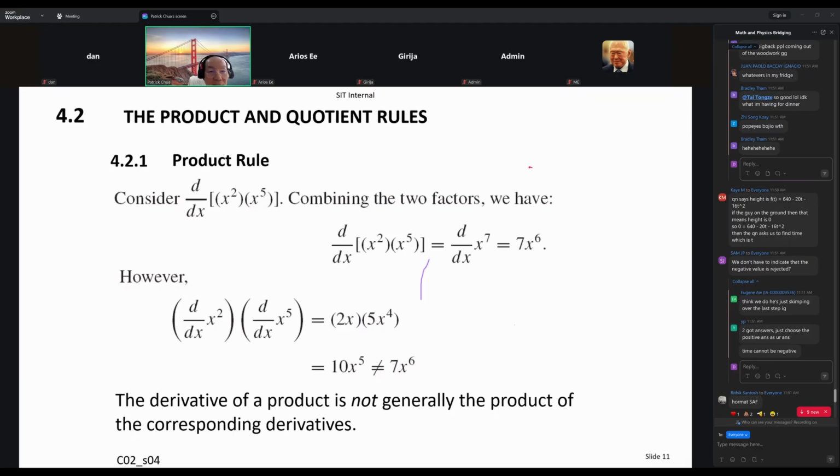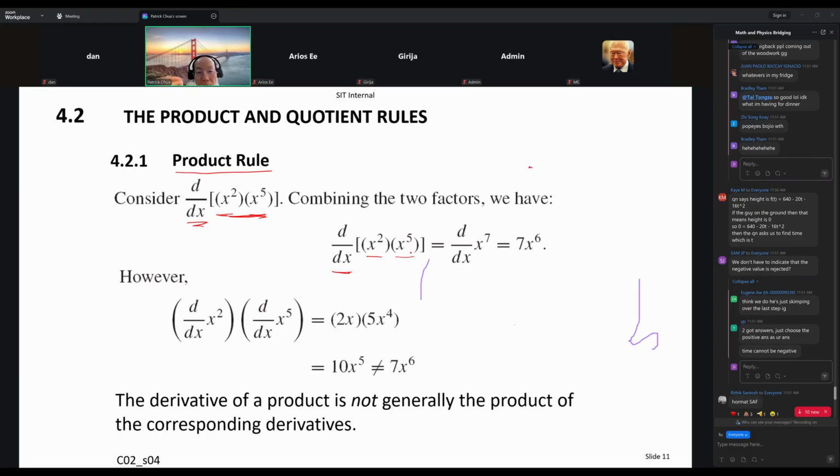Okay, this is another rule. We're done with the power rule already for differentiation. Now we have the product rule. Product means multiply. We have 2 functions that are multiplied together. It means the product of 2 functions. Now you have to differentiate the product of these 2 functions. What is therefore the product rule? So when you differentiate this function and this function together, they are multiplied together, a product.